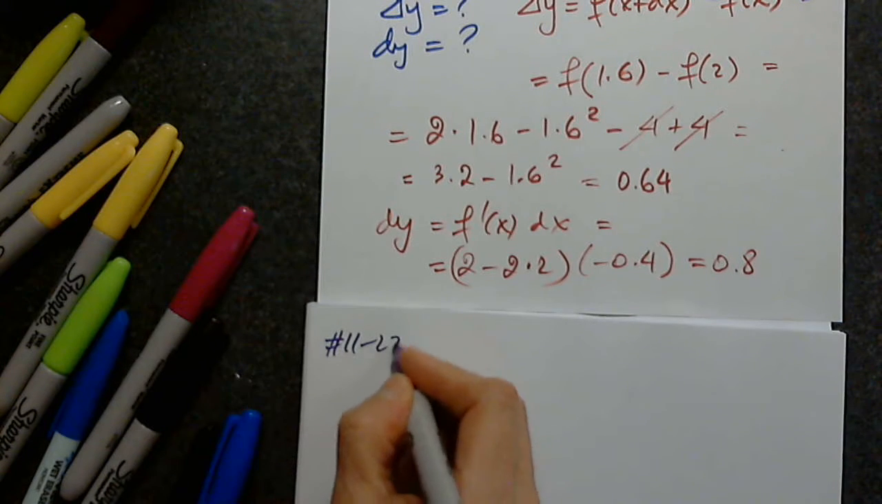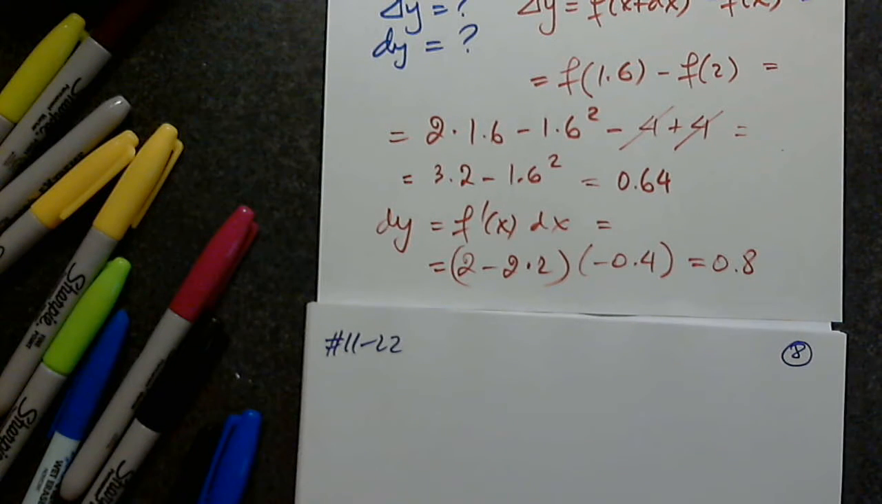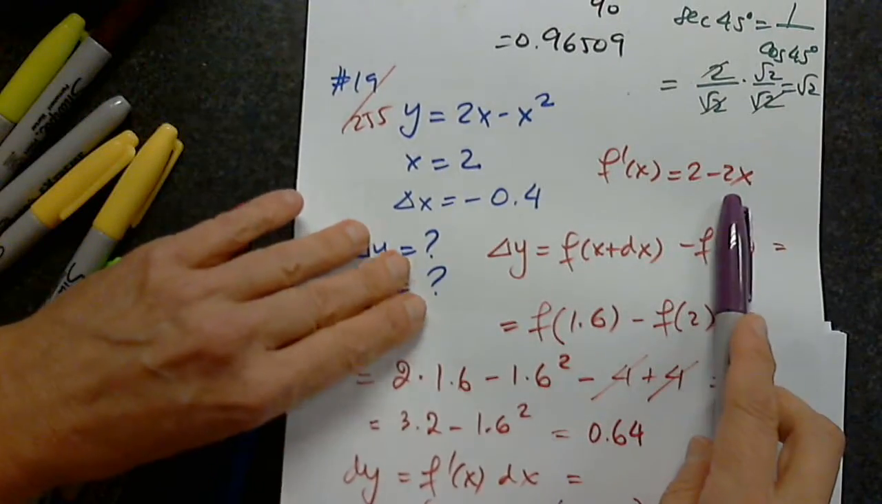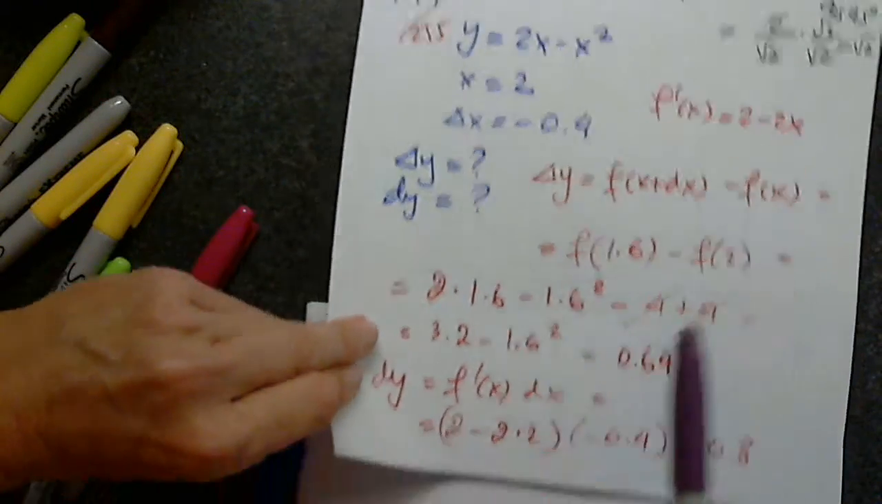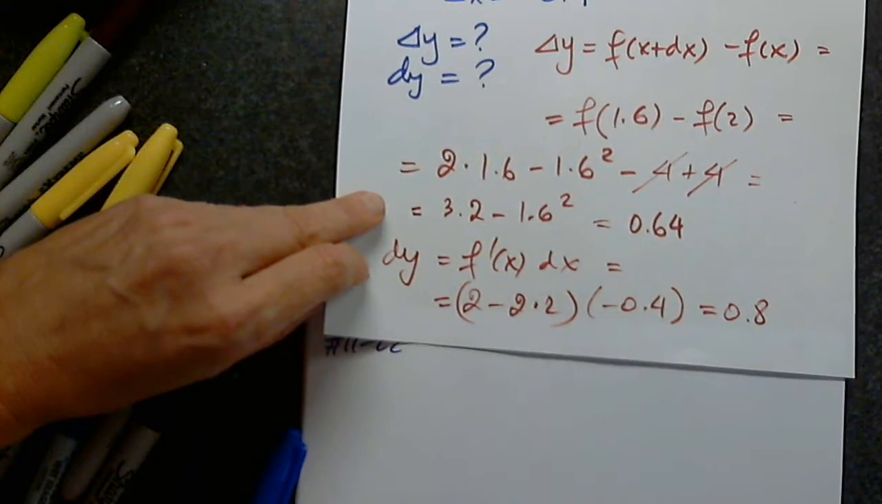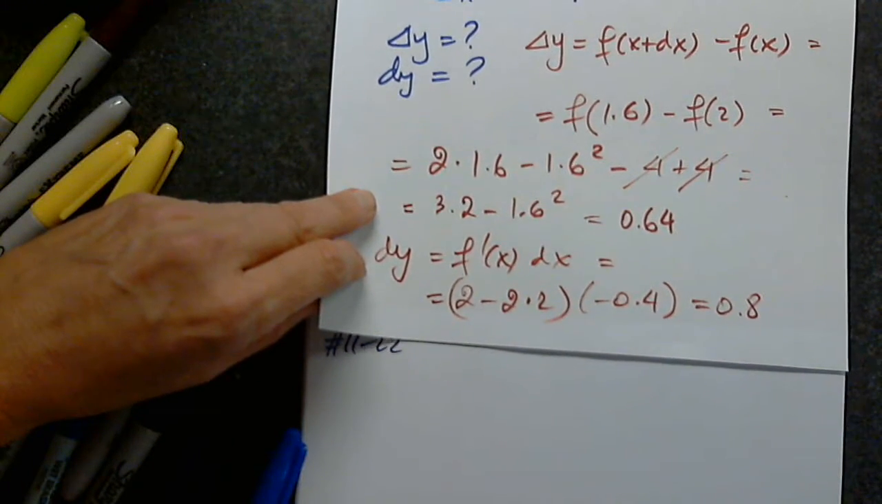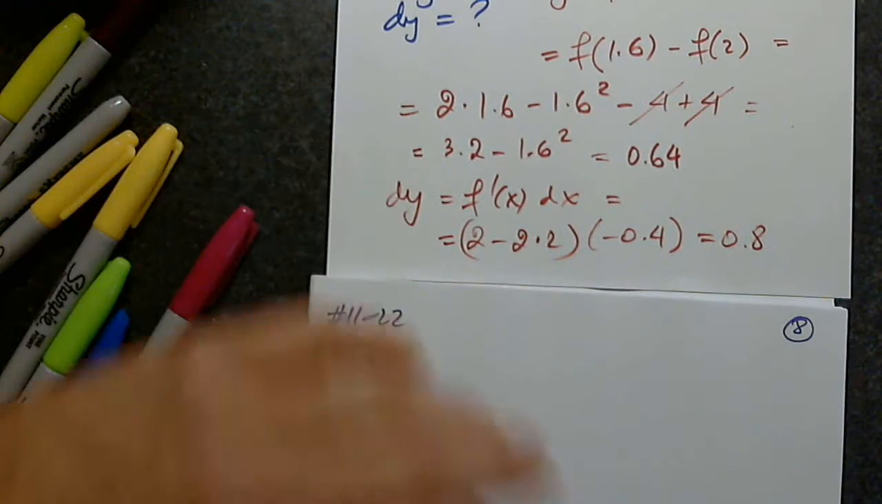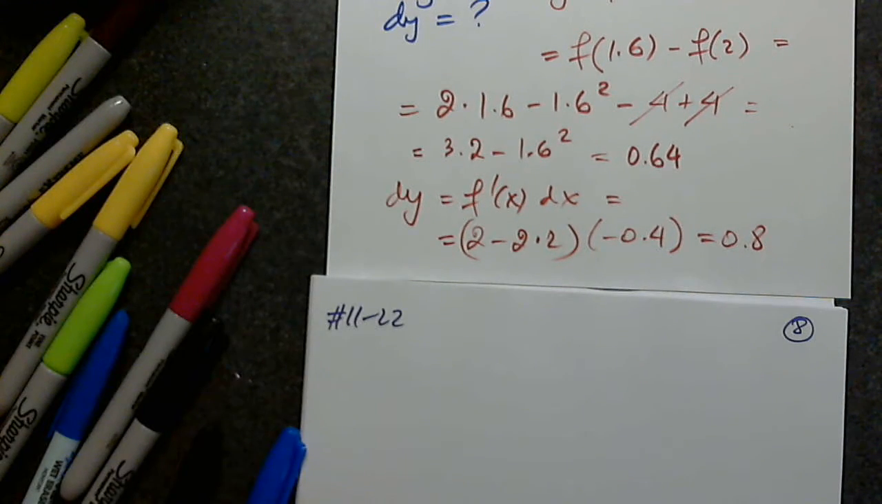Before the line says for f prime, did you get 2 minus 2x, right? Yes. F prime, 2 minus 2x. And when I plug in 2, I have 2 minus 2 times 2 times -0.4. Is that okay? Yes. We were asked to find delta y and dy.